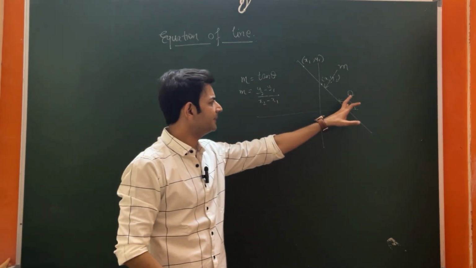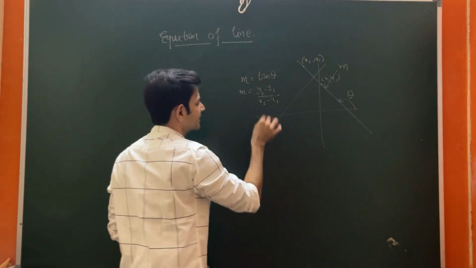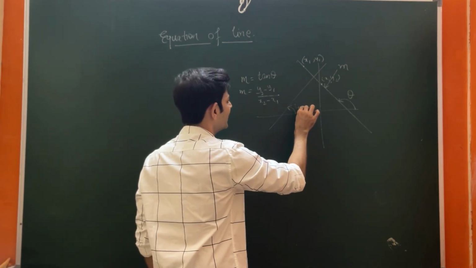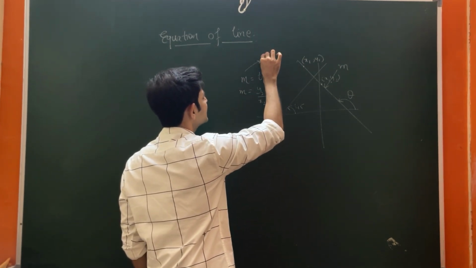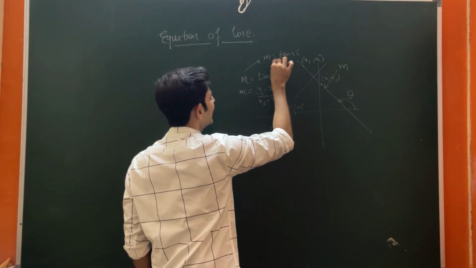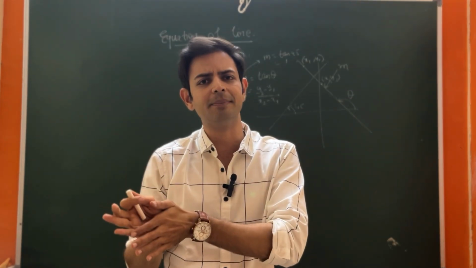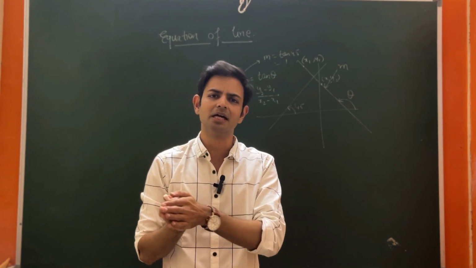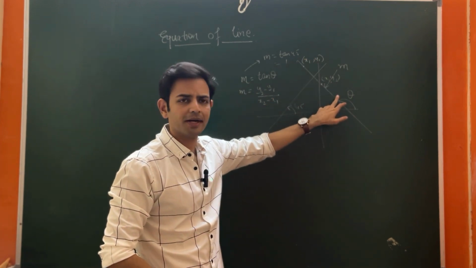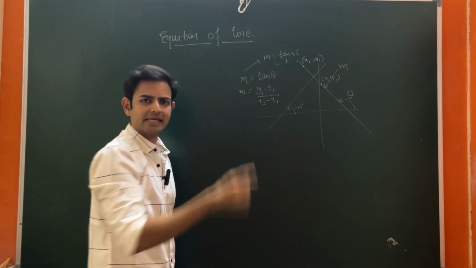So for example, the value of theta is given to you, let's say this is the line and this is the theta in the anti-clockwise direction. If theta is 45, then m will be equal to tan 45, that will be equal to 1. Similarly, if it is 30 degrees, it will be 1 by root 3. If it is 60 degrees, it will be root 3. So, based on the value of theta, you can find the value of slope. In case theta is not given to you and you are given any 2 points on the line, you can use the formula y2 minus y1 upon x2 minus x1.